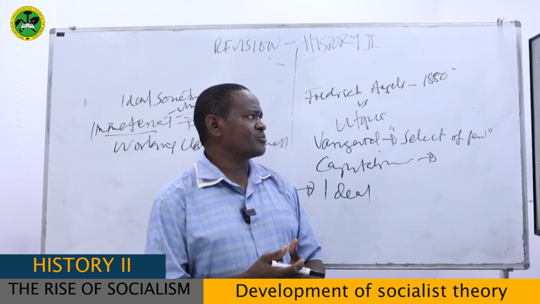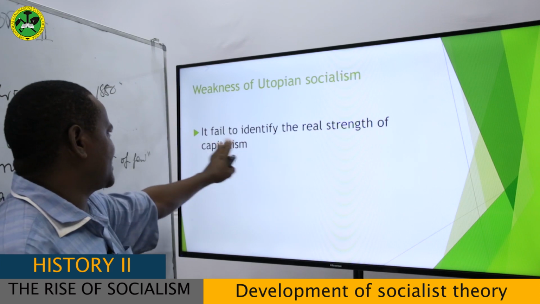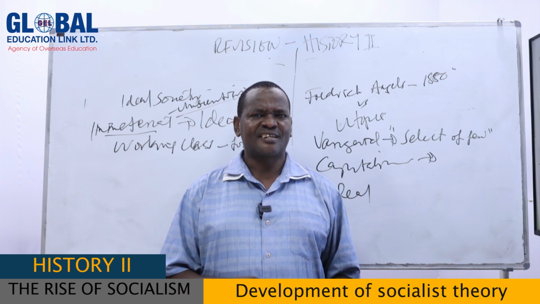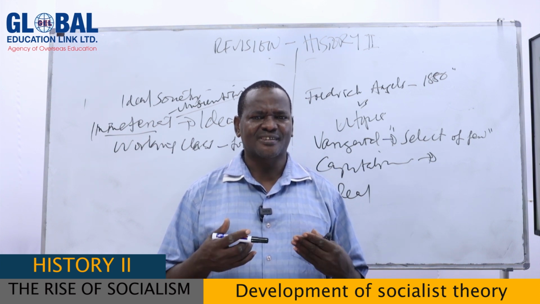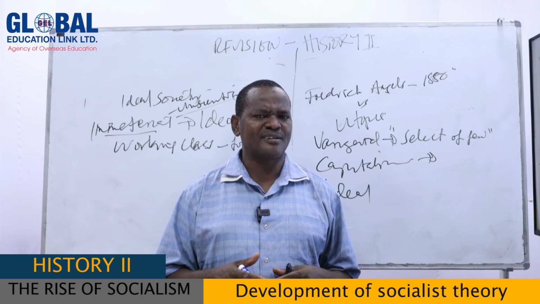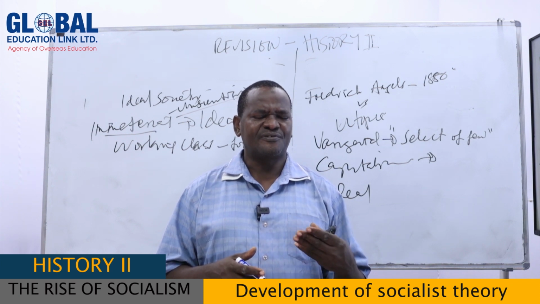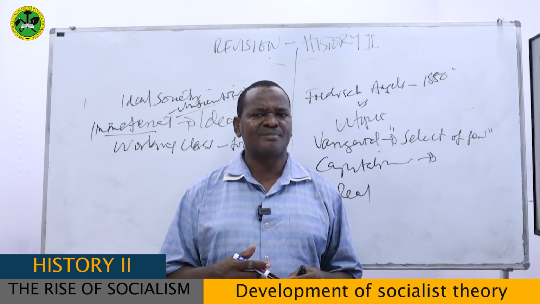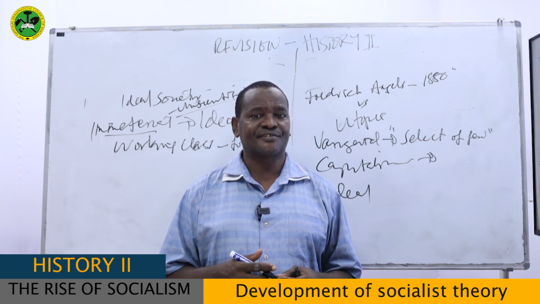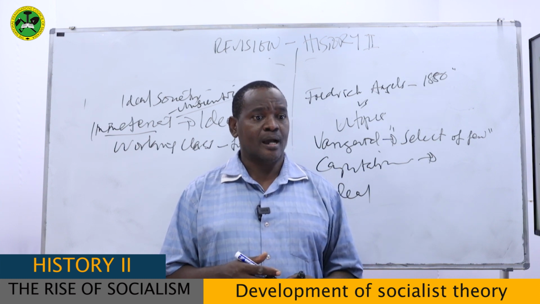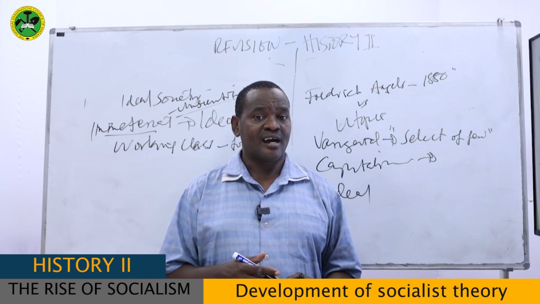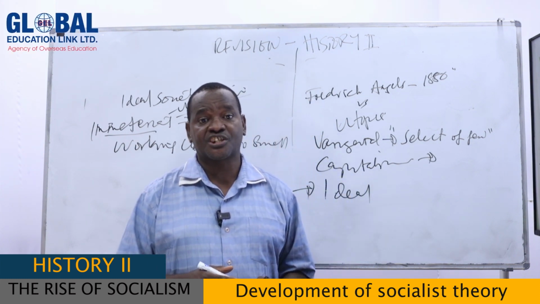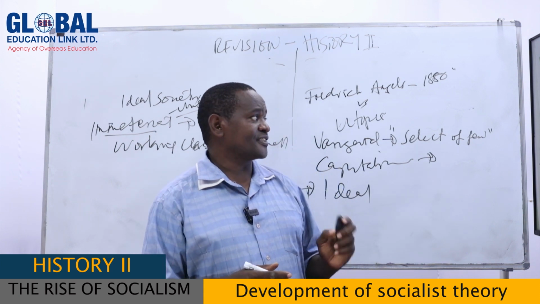The second weakness of utopian socialism is that it failed to identify the strength of capitalism. They were thinking that capitalism is a kind of system that you can just win over through criticism. That means if you just criticize, if you just complain, if you just give reasons, then you can be able to defeat the capitalist system. They underestimated the strength of capitalism. Capitalism is very strong, and people are so selfish, so individualistic, and it's very difficult, at least, to change them just that easily. So that's another weakness.